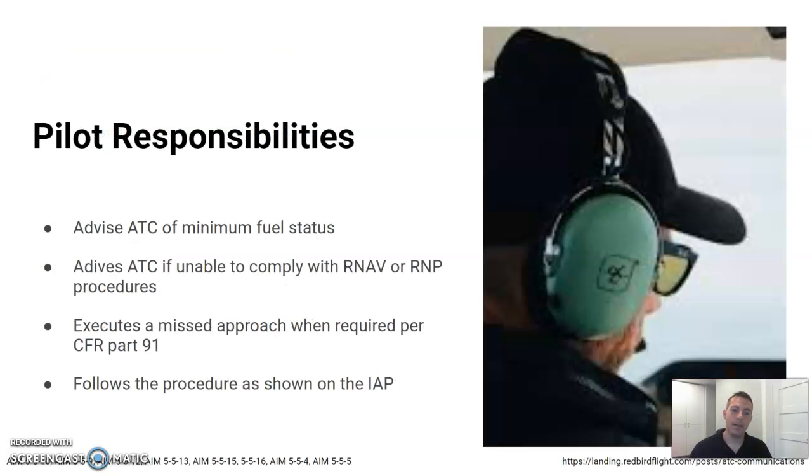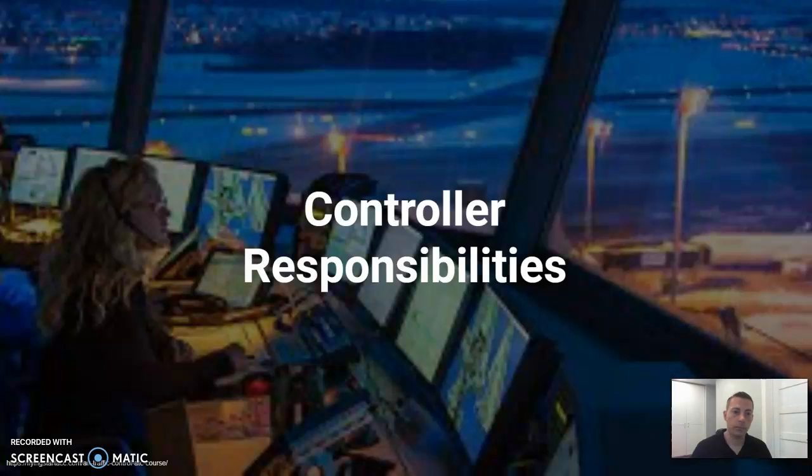We need to advise ATC of any minimum fuel status, and if we're unable to comply with the RNAV or RNP procedures. And then we also need to execute a missed approach when required by CFR Part 91, which will be a different lesson, covering all the things required in order to land from an instrument approach. And then follow the procedures as shown on the instrument approach procedure. So when we're flying an approach, it's our responsibility to fly that procedure as it's designed.